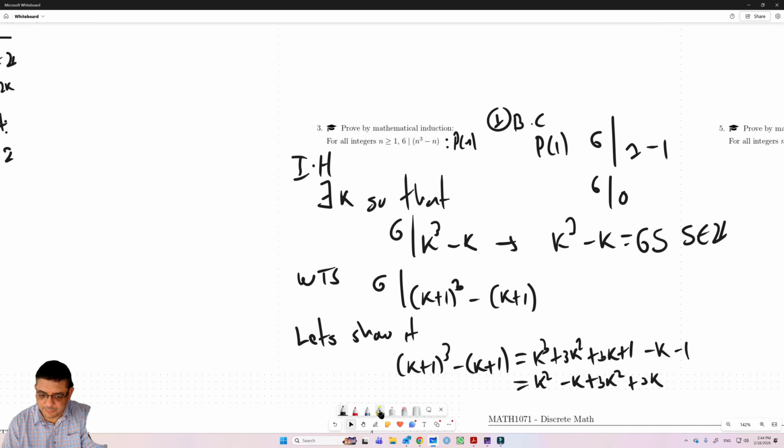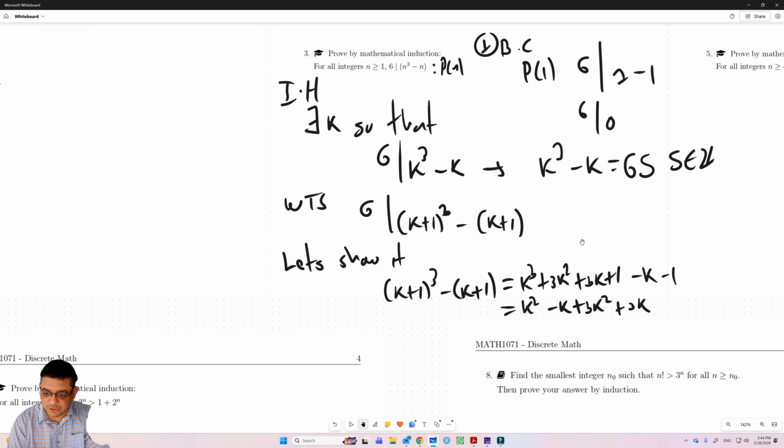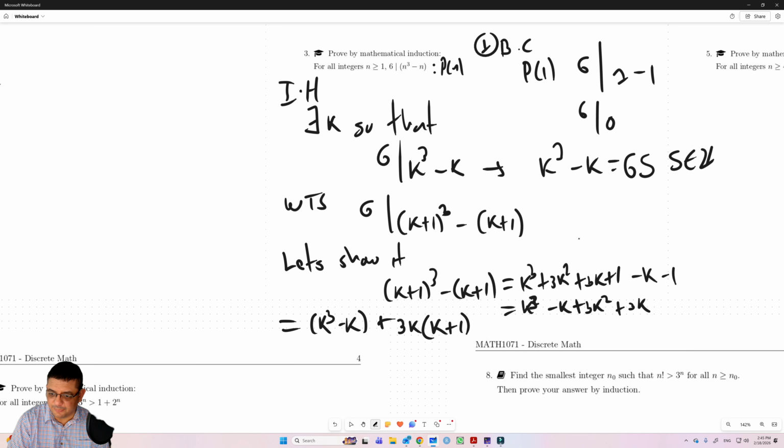And so, I can just factor this out and see it as k cubed minus k, right? Sorry, this is not k squared, it's k cubed. This is my k step, k cubed minus k, right? And here for this one, I have 3k. So 3k common factor of k plus 1. So I have my P of k condition, which I can see as 6x plus 3k times k plus 1, right?